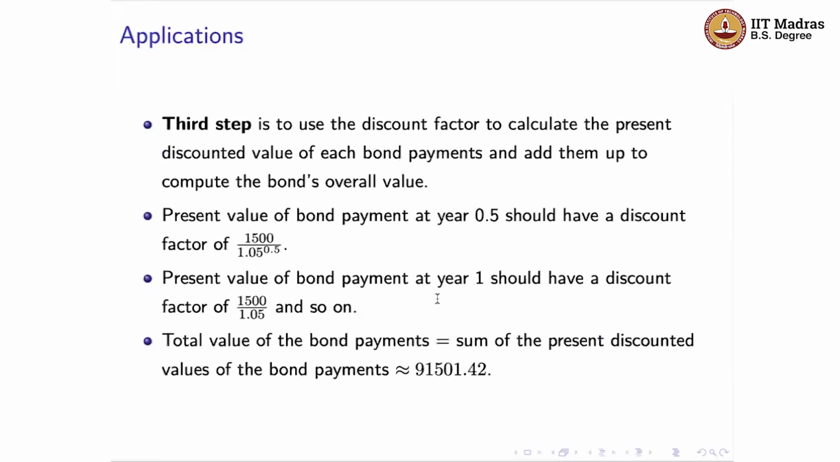Once you have the discount factor, you can use that to calculate the present value for each of the bond payments, and you can then add them up to get the bond's overall value. For example, the present value of the bond payment at year 0.5 would be 1500 divided by 1.05 to the power 0.5, and so on. Once you have all these 10 different components, you find the present value of each, and if you add them up, the sum becomes 91,501.42. So this is the step-by-step method.